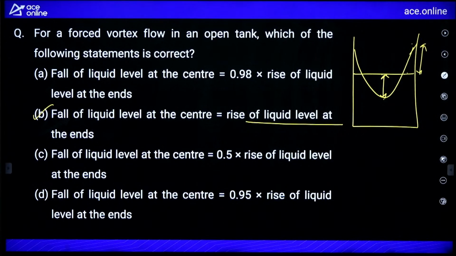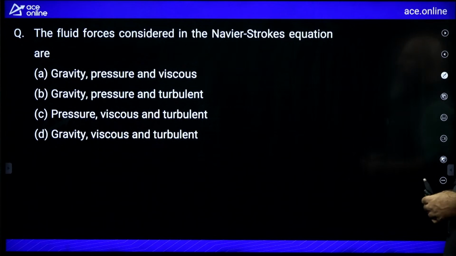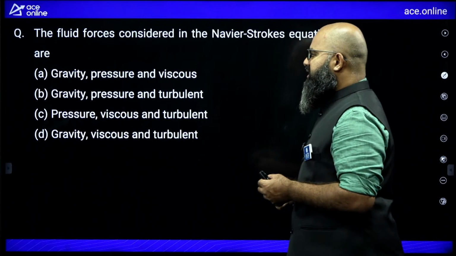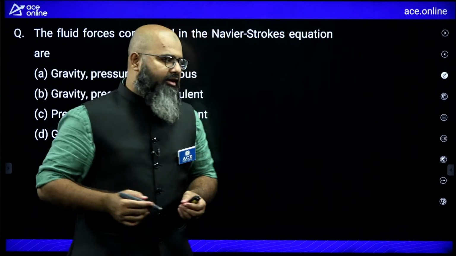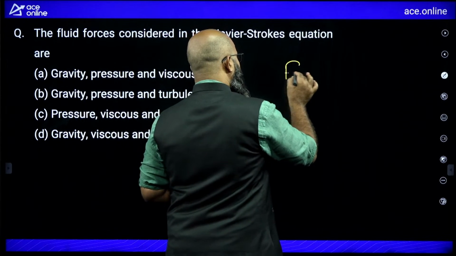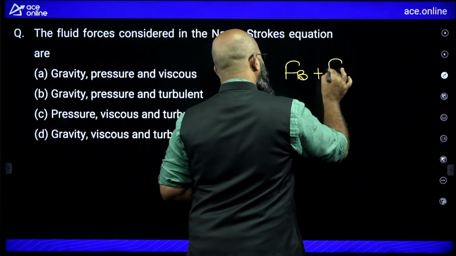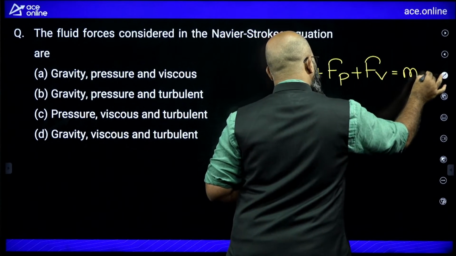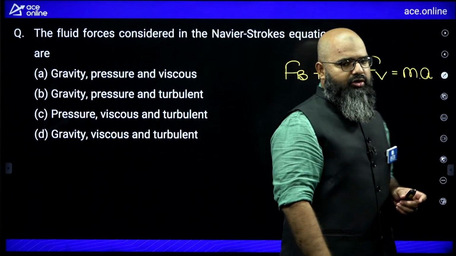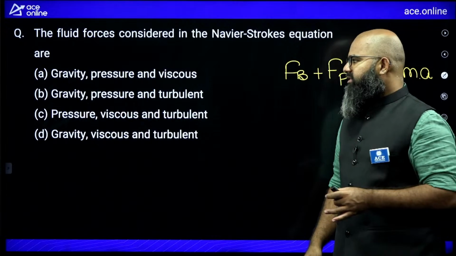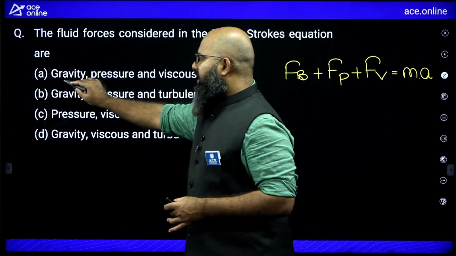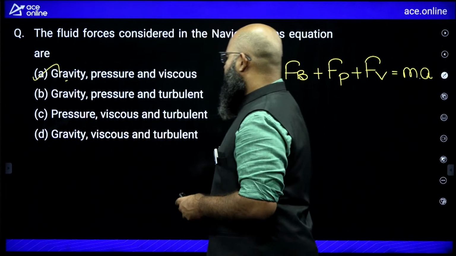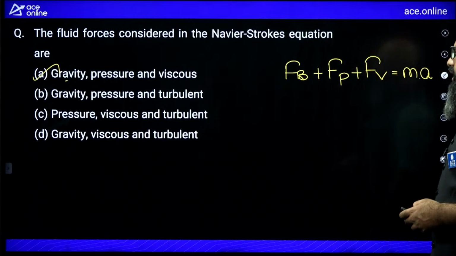Let us move further to the next question. The question is saying the fluid forces considered in the Navier-Stokes equation are. Which forces are considered in the Navier-Stokes equation? The Navier-Stokes equation talks about body force or gravity force plus pressure force plus viscous force is equal to mass times acceleration. So the three forces involved are body, pressure and viscous. In this case, the body force is given by gravity. So gravity, pressure and viscous, therefore option A would be correct.